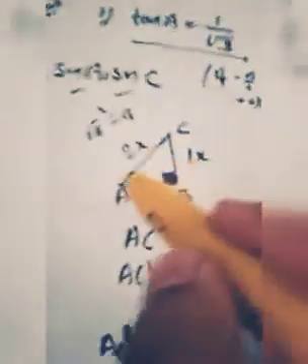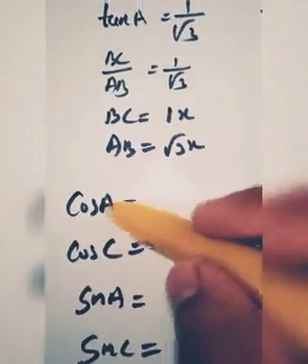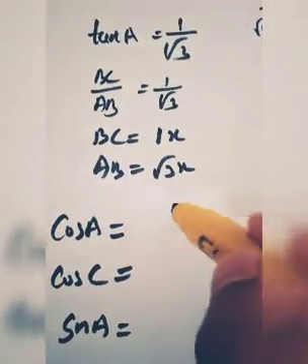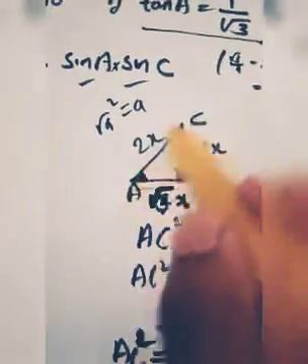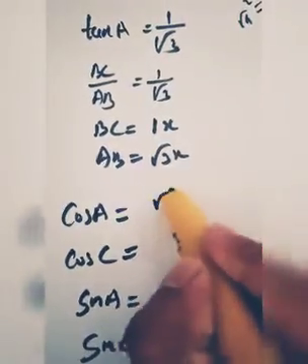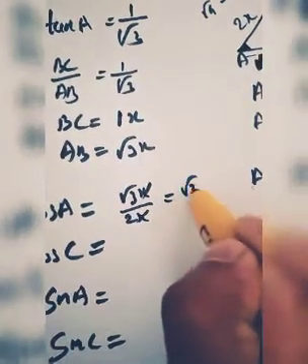Cos A. So that means we are going to apply cos on angle A. Okay, cos A. What is the formula? Adjacent of A by hypotenuse. What is adjacent of A? Root 3x. Hypotenuse is 2x. So answer will be root 3x by 2x. So x get cancelled. Answer will be root 3 by 2.